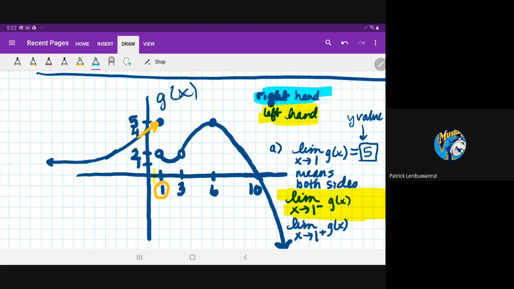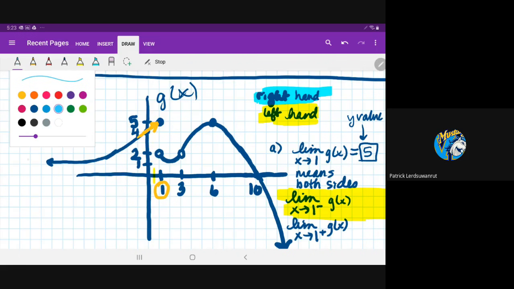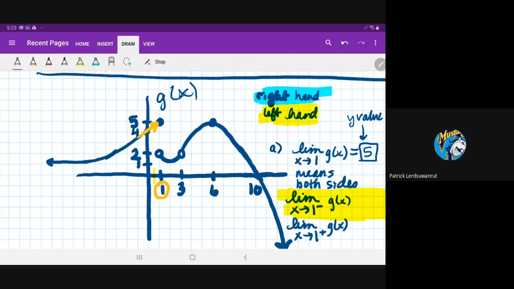I don't really like my blue, so I'll do a light blue over here. 2 is right here, that's x equals 2 on the graph. And then x equals 1.5 on the graph is like right here. And then x equals 1.1 on the graph is here. And then I'm getting closer and closer and closer. So what y value am I getting closer to on this side?